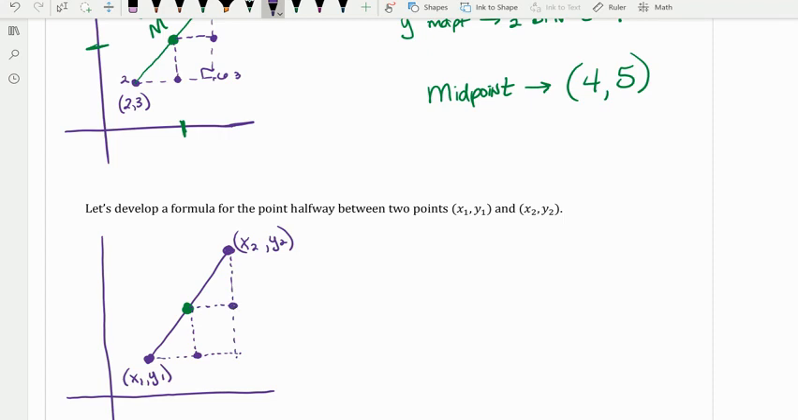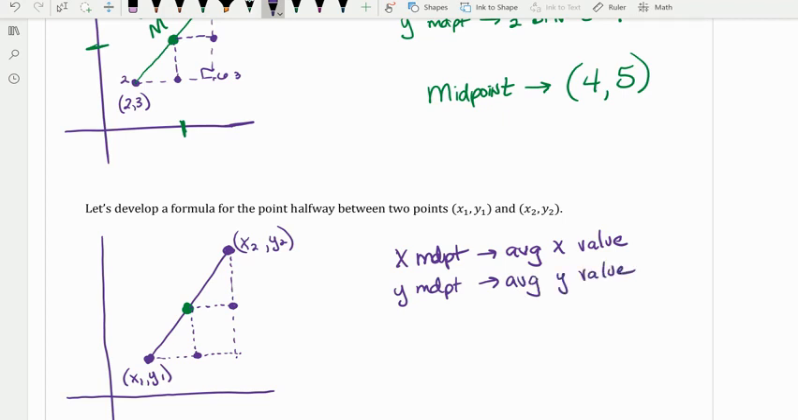Now, if you think about this, anytime you have 2 numbers and you want to know what's right in the middle of those 2 numbers, or if you have a data set and you want to know what value is in the middle of the data set, that's an average. So to find the x midpoint, we want to know what's the average x value between our two. If I want to find the y midpoint, then I want to know what's the average y value. Well, to find an average, we add up all the numbers and then we divide by the number of numbers.